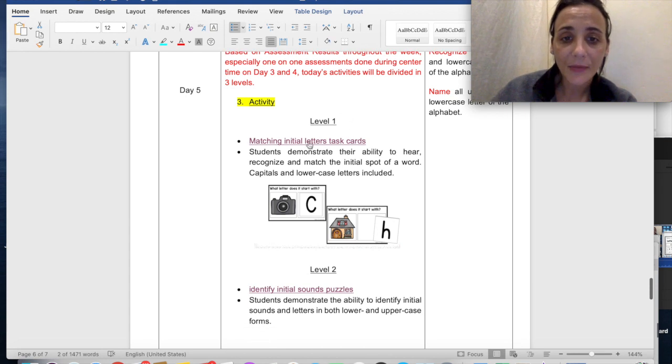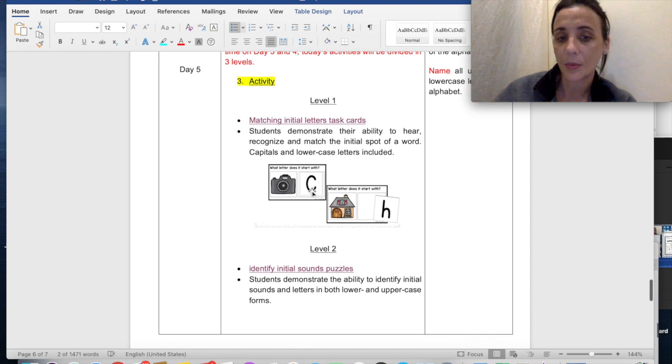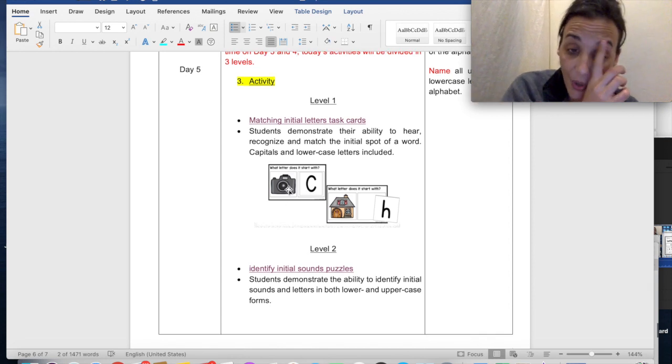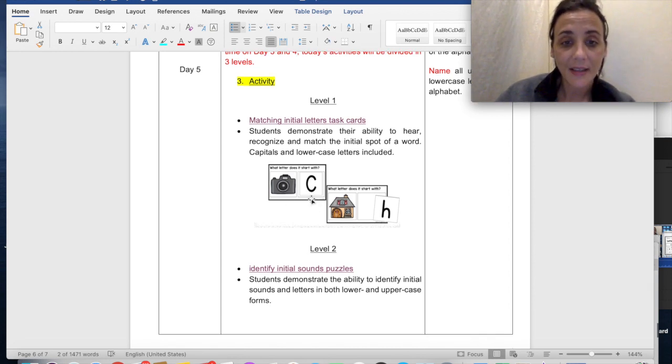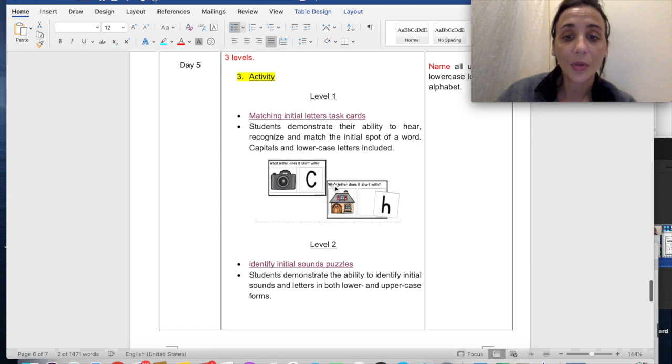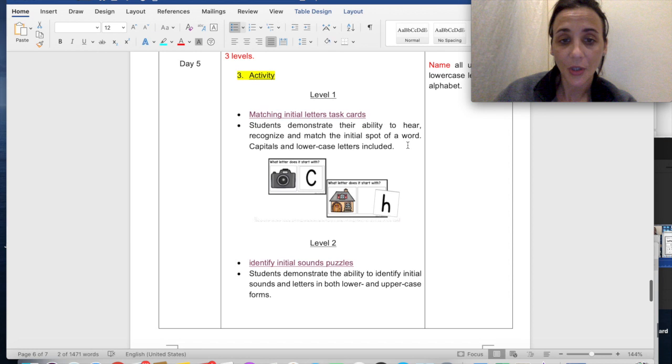Activity 1 would be for level 1, for the more challenging students, where I would give them something like this. So they have to be able to know the image before they can know which letter it starts with. This will help them to demonstrate their ability to hear, recognize, and match the initial sound of a word.